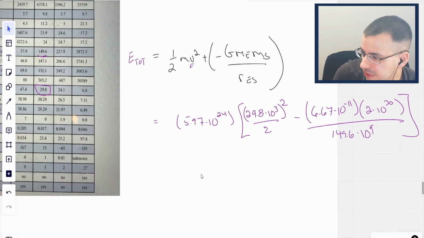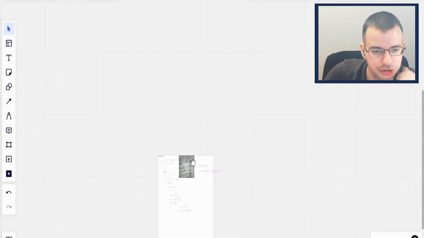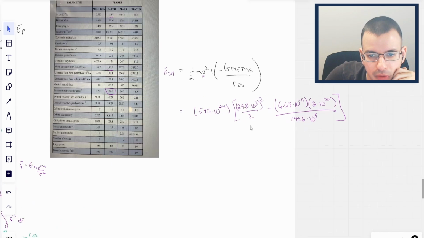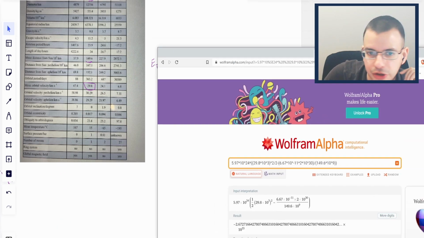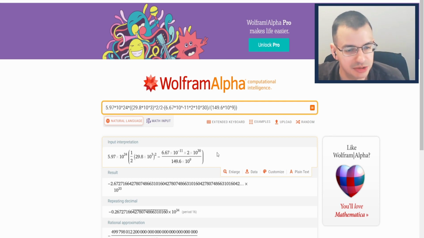And I get a negative number. So, zoom back in. There we go. We get a negative number, kind of like this. And look at this. So we got the mass of the Earth. We got velocity squared, because 10 to the third means it's in kilometers. Minus 6.67 times 10 to the negative 11th.